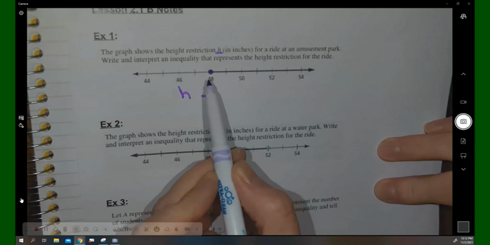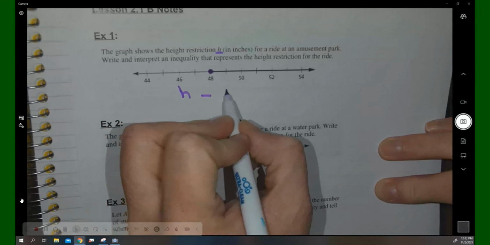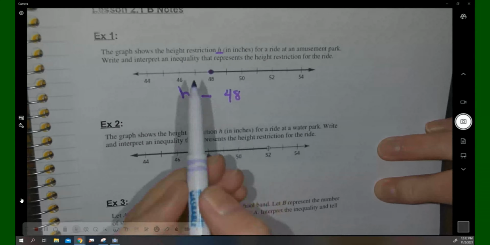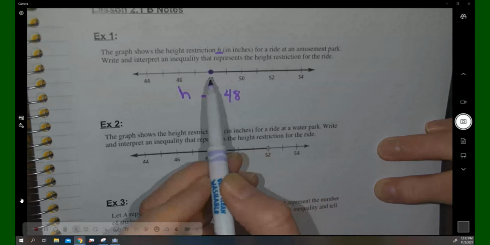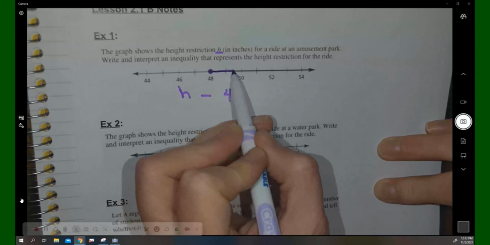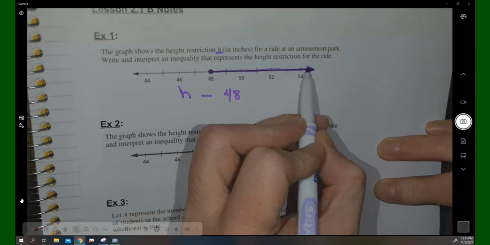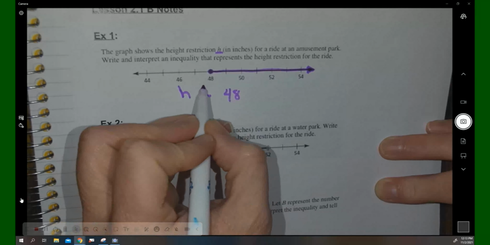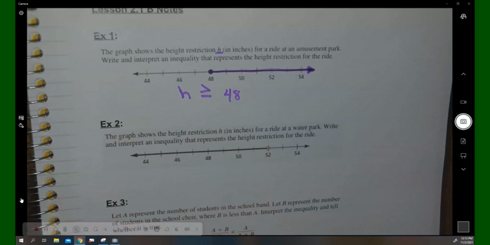So for starters, 48 is a solution because the circle is filled in. That's why it's "or equal to." Now we need to figure out, is it 48 and all the numbers above, or 48 and all the numbers below? When I look at this, it's filled in darker on the right-hand side. So that means it's 48 inches and above. So 48 is the smallest height you could be in order to ride this.